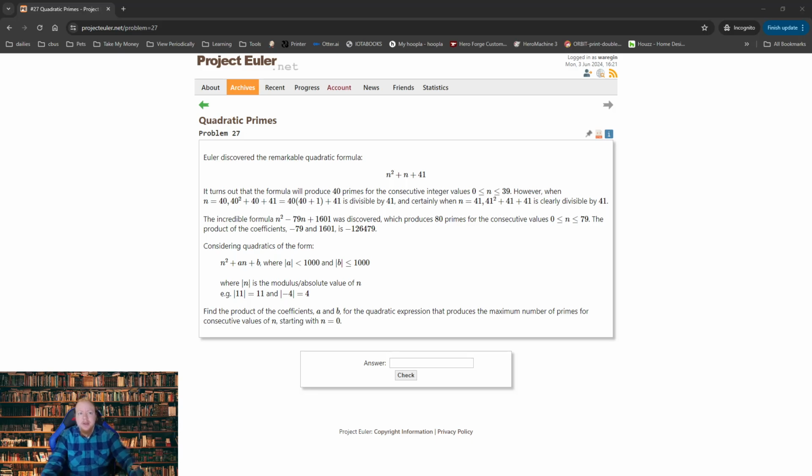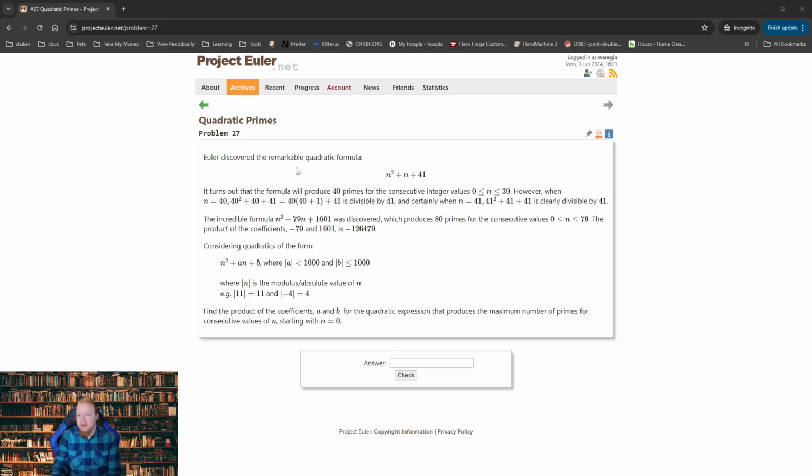Today, I'm showing my approach to solving the 27th Project Euler problem from start to finish, vocalizing my thought process throughout. As always, I will link to Project Euler and my repository in the description. Let's dive in. Problem 27 is quadratic primes.